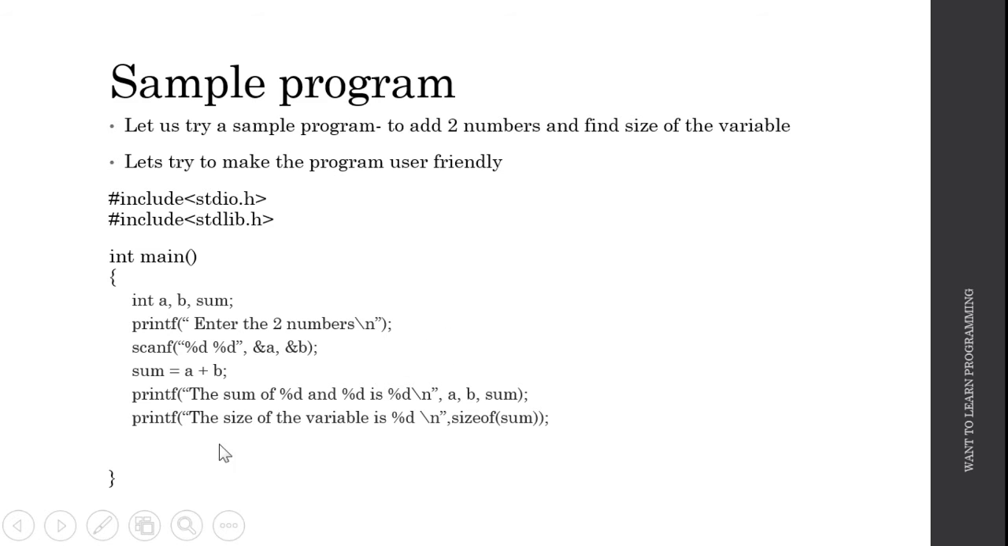Next, we will print the size of variable, that is, the size of variable is %d, and the operator we used is the special operator sizeof sum. Next, as we finish this function, we use the return 0.